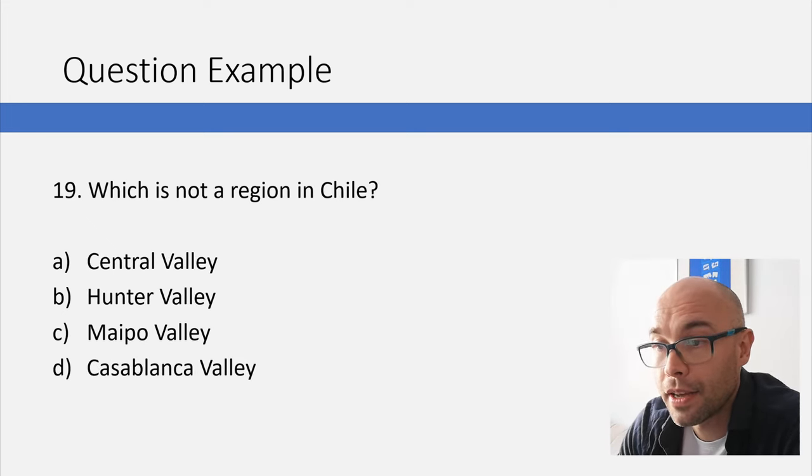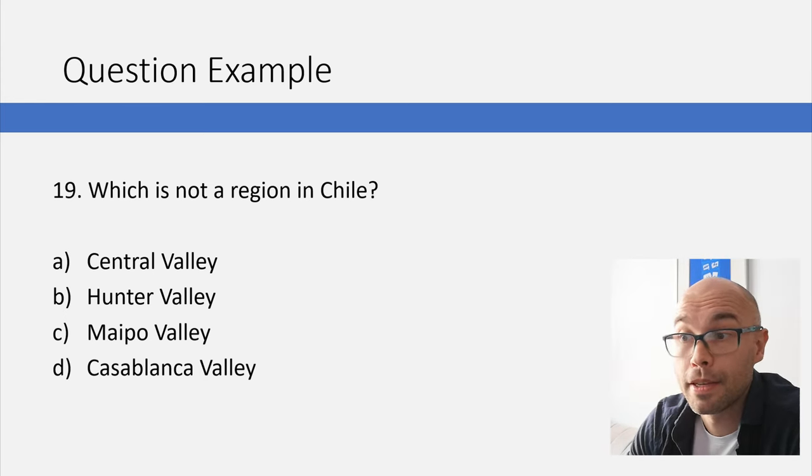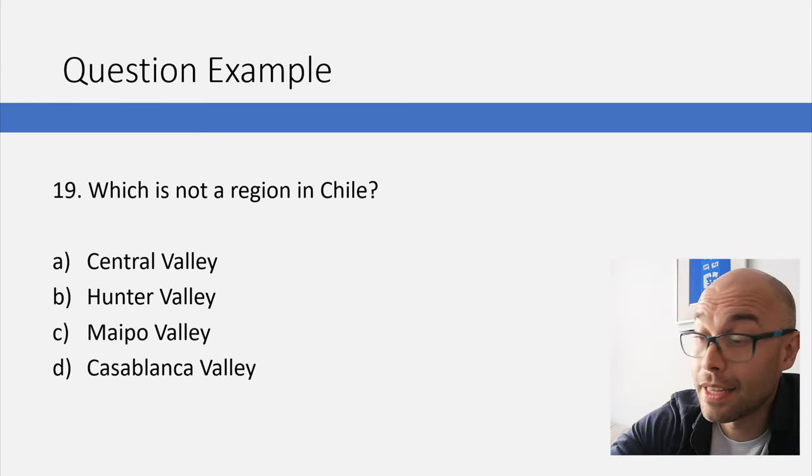Which is not a region in Chile? Central Valley, Hunter Valley, Maipo Valley, Casablanca Valley. The correct answer is B, Hunter Valley. It's located in Australia.